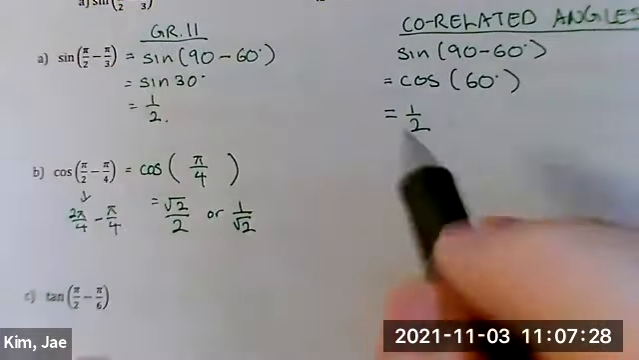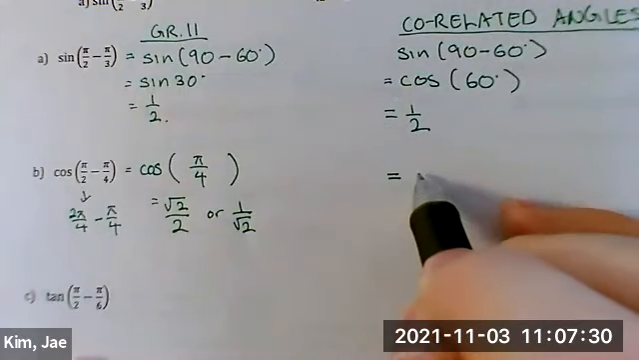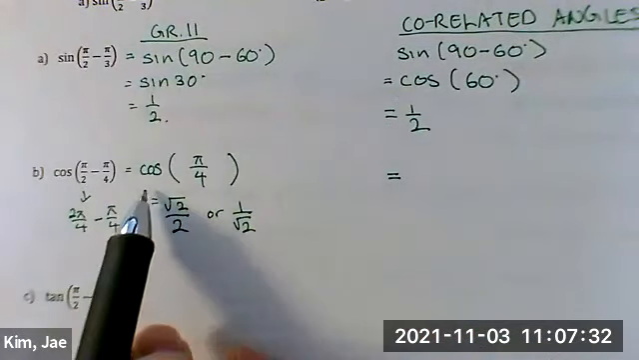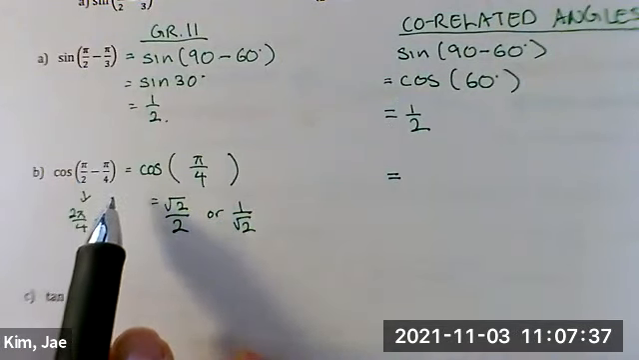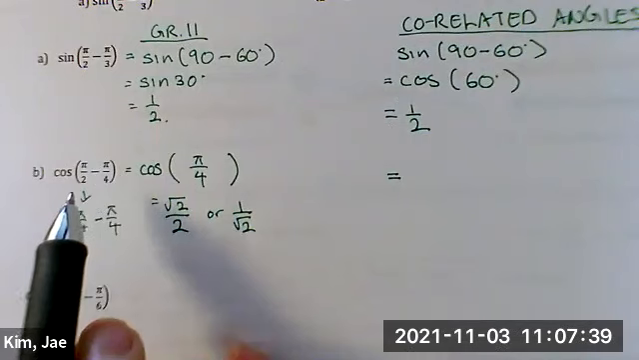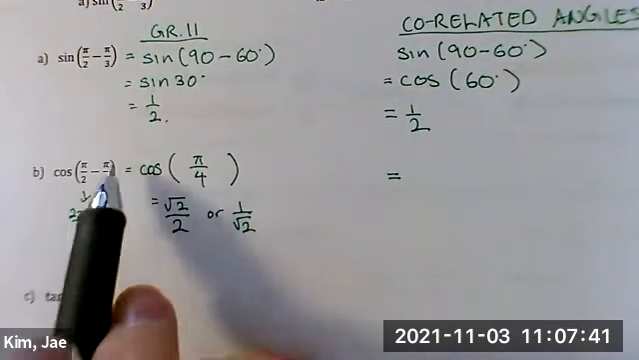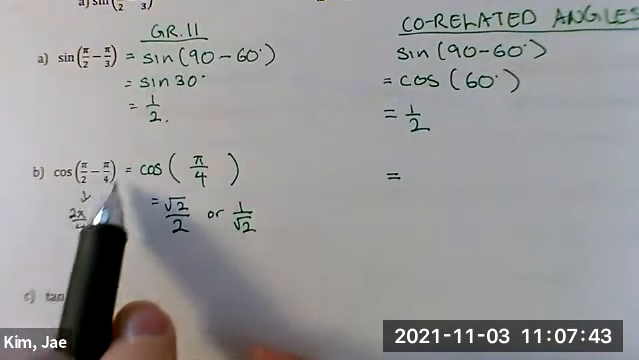In the same way, you notice that cosine of pi over 2 minus pi over 4, 90 minus 45, is the same as this angle for sine.